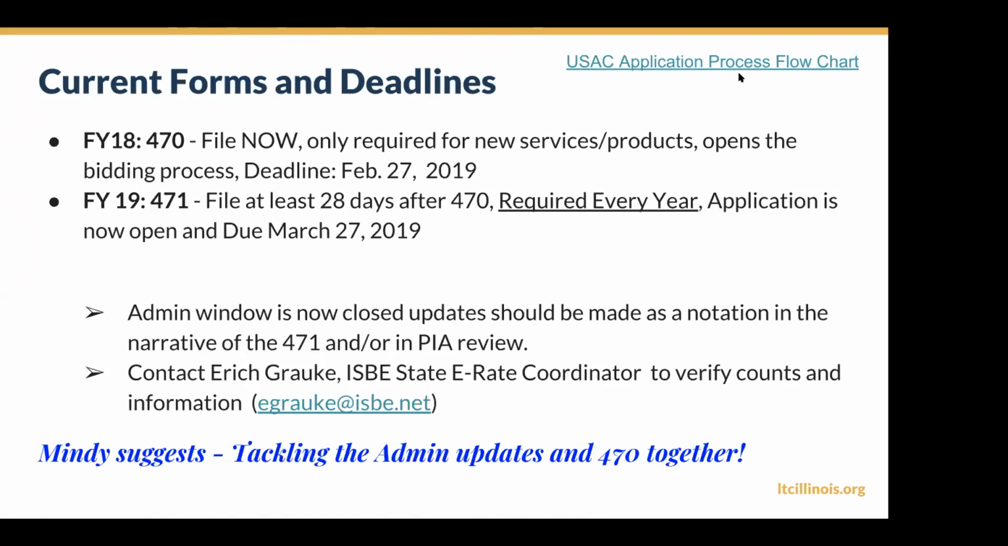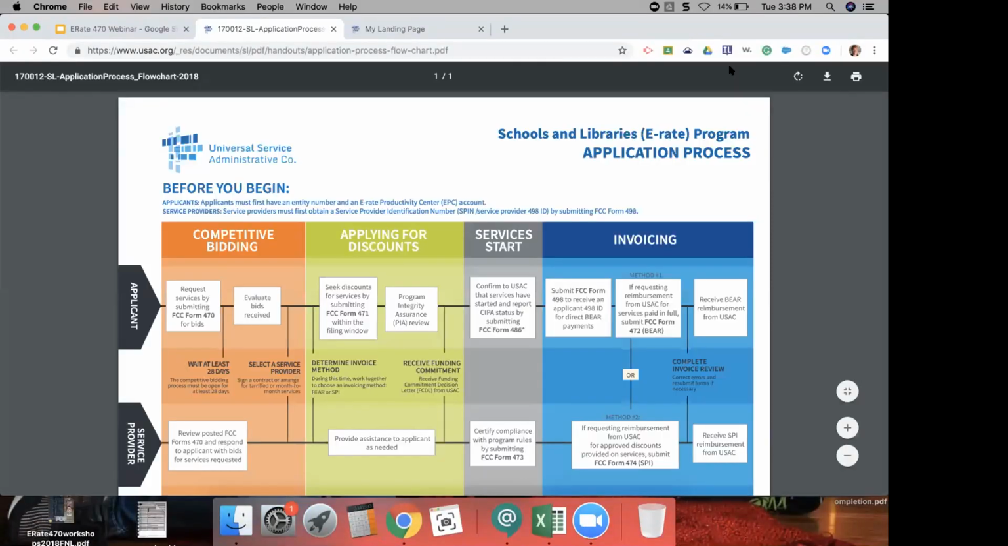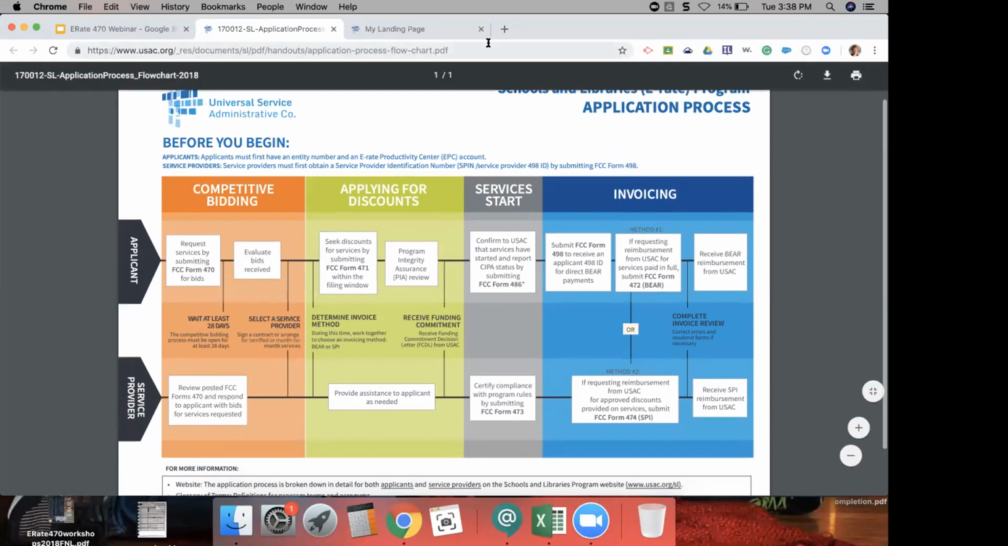Also linked up here at the top is a link to the application process flowchart. Just want to point out to everyone that this is the flowchart from the USAC site. It does walk you through all the various forms in the process. I also use this as a checklist.